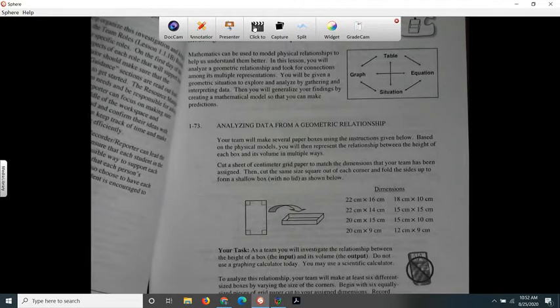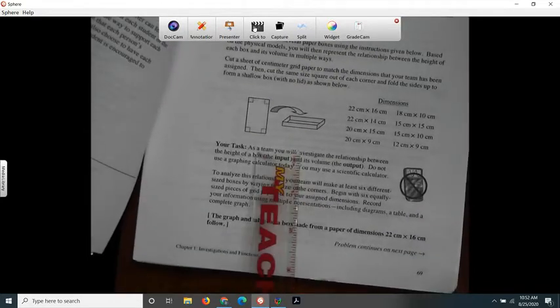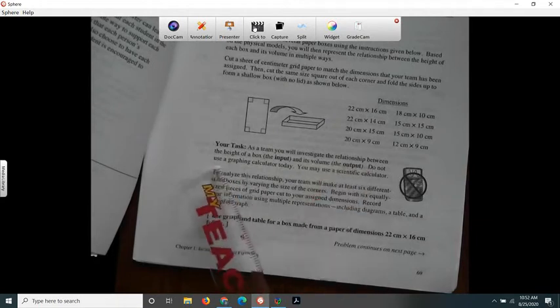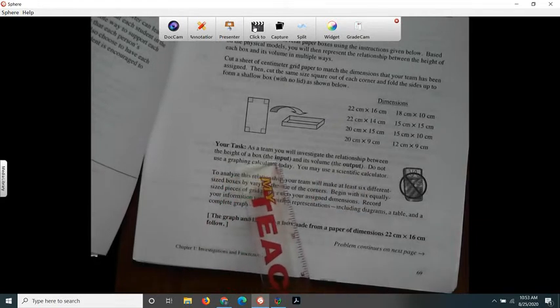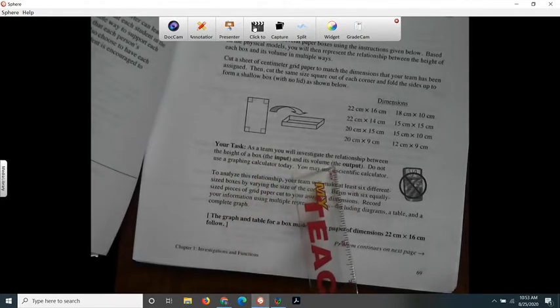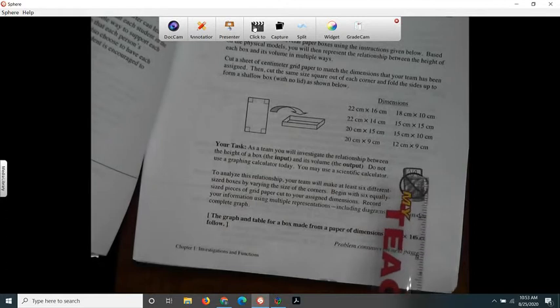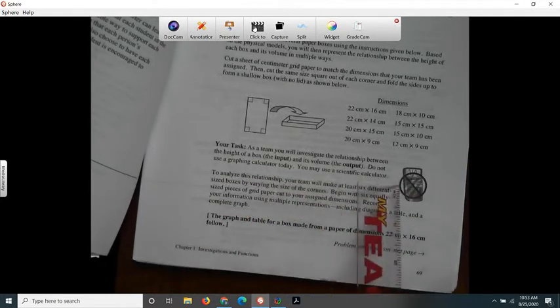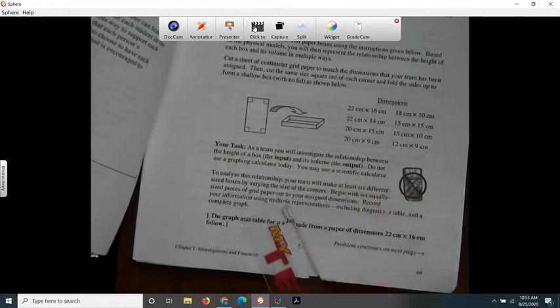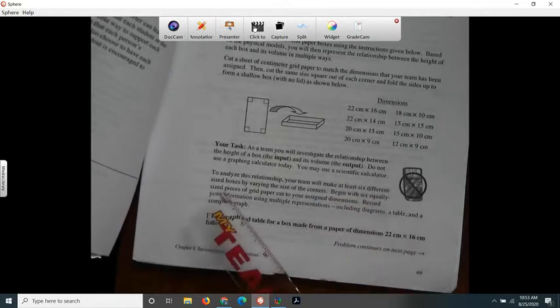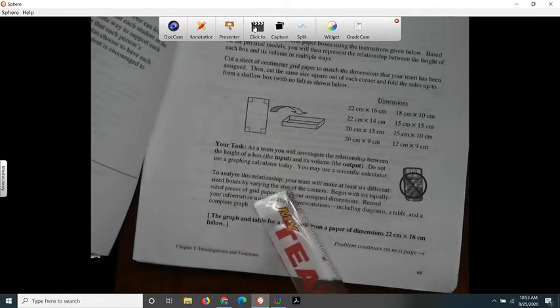So we're supposed to investigate the relationship between the height of the box, which is the input, which we're going to call X, and its volume, which is the output. Do not use a graphing calculator today. You can use a scientific calculator. We are eventually going to use a graphing calculator, but at this point we're trying to make a physical model. To analyze this relationship, your team will make at least 6 different size boxes. Well, we're going to do the best we can.